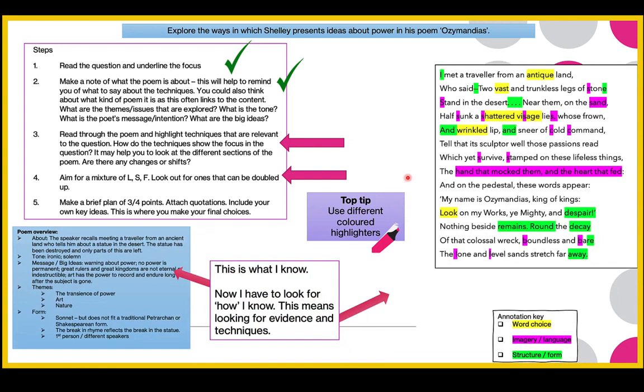So what we have here is I now have used this box to help me. I keep going back to it. As I was doing this previously, I kept going back and thinking, okay, what am I looking for? What's relevant to the question in terms of power, but also what do I know about the poem? And I have used different coloured highlighters. So you can see I've gone for anything yellow is interesting word choice. I'm going to make a comment on the kind of vocabulary that's chosen and why. Imagery and language devices are purple, and anything to do with structure and form is green.